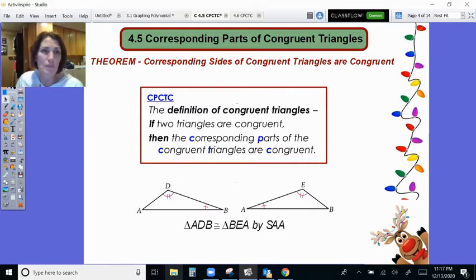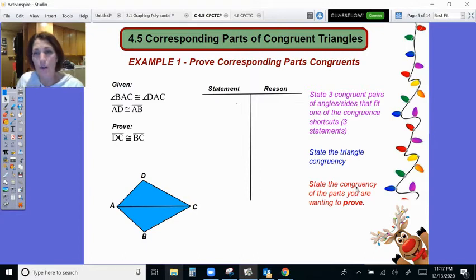And so this is basically one additional step we're going to be adding to our proofs. Last week, we first stated our three pairs of parts of our triangle that are congruent. Then we would state the triangle is congruent, and that's as far as we went. This week, we're going to state that the parts are congruent. So notice in this proof, it says to prove that DC is congruent to BC. It doesn't ask you to prove that the triangles are congruent. But in order to prove that a part is congruent, we first must prove the triangles are congruent.